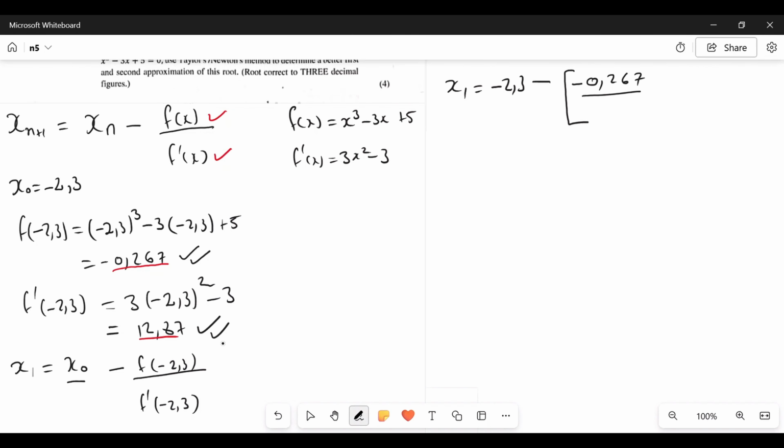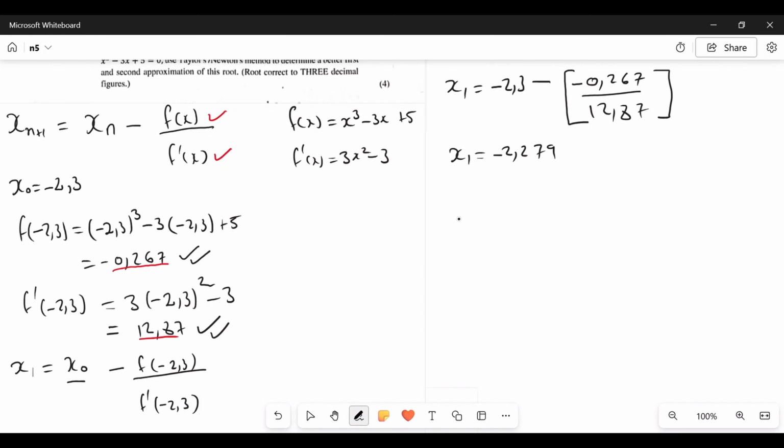Which is going to be this one there, which is going to be 12,87. There we go. So you put this on your calculator to find x1. As I put this on a calculator, I'm getting the following: negative 2,279. So this here is our x1, the first approximation. Now it's time for us to find the second approximation.